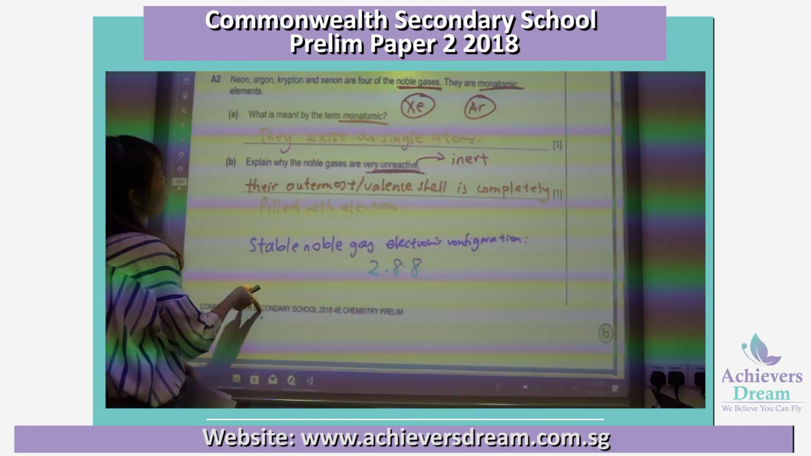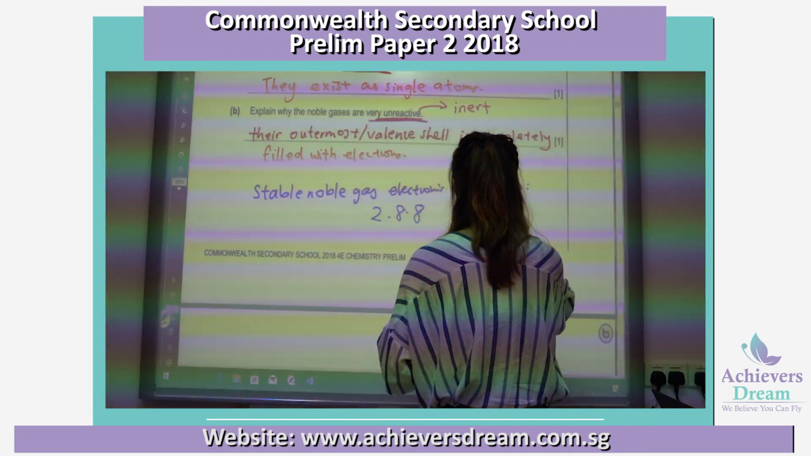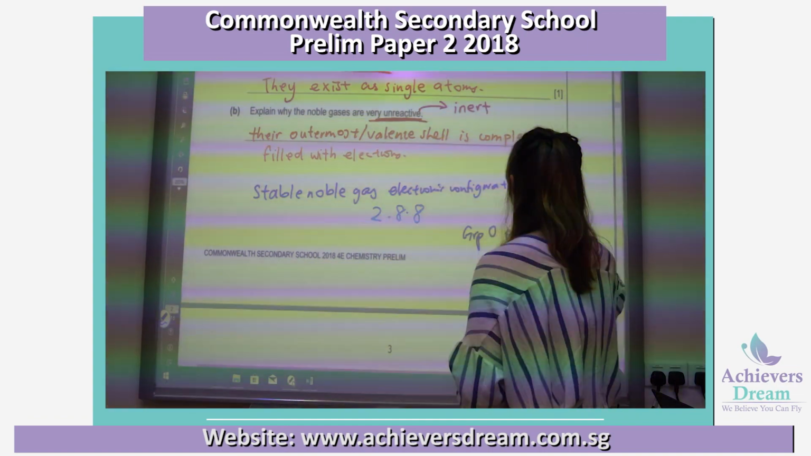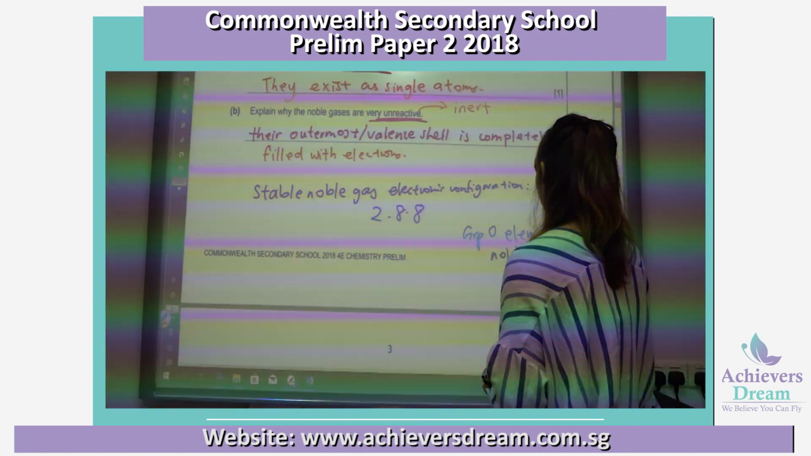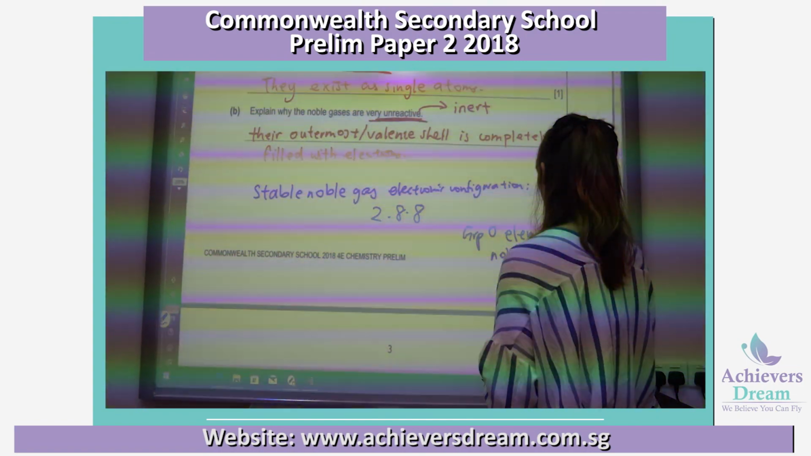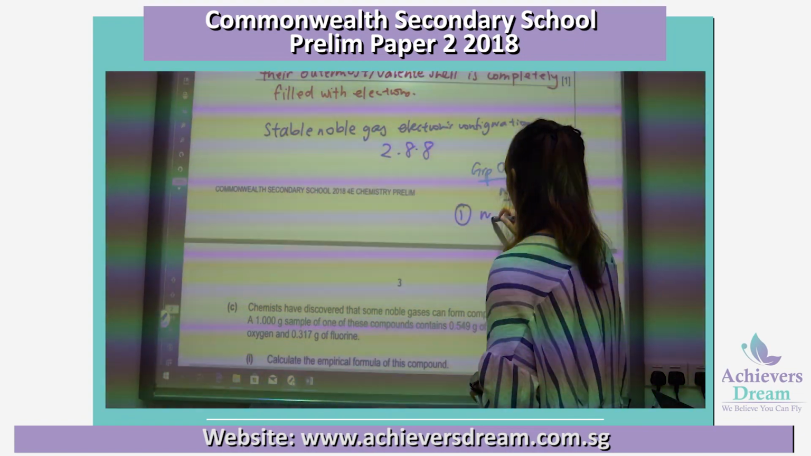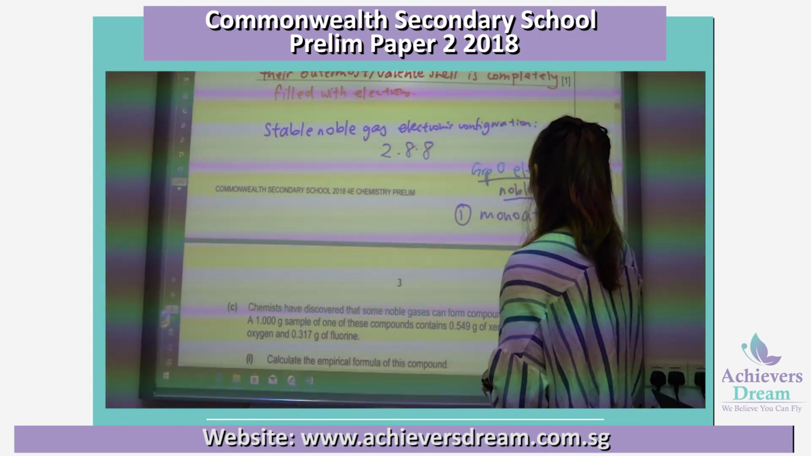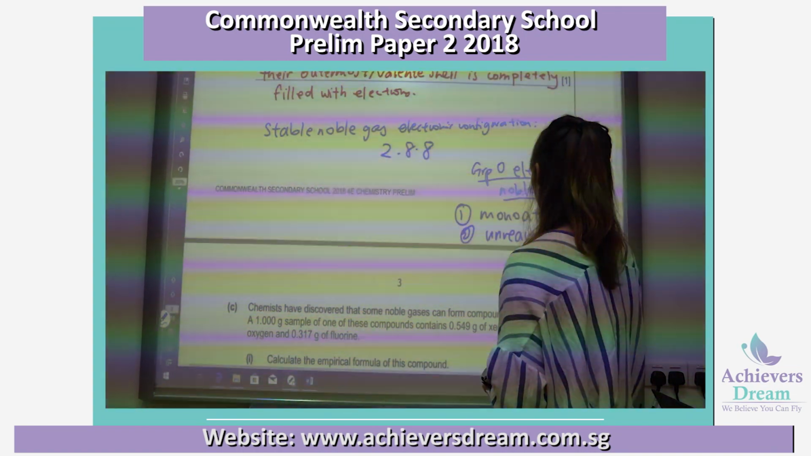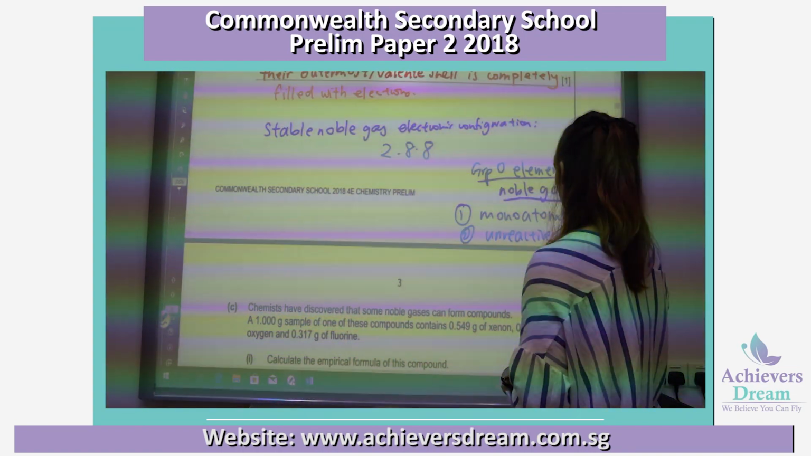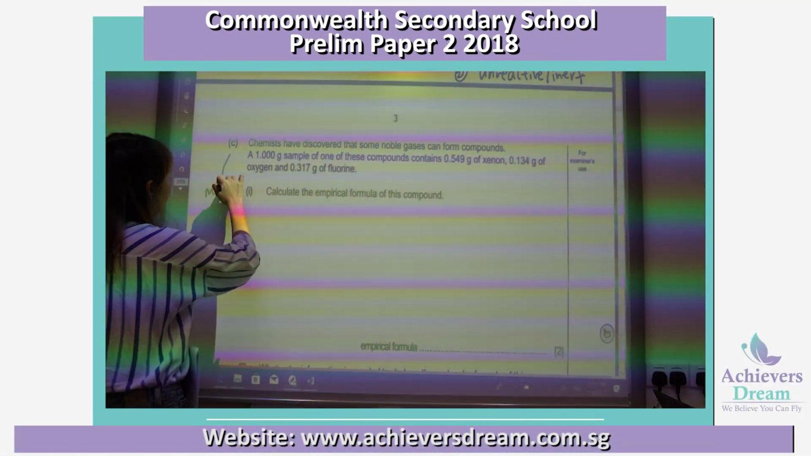From this question, you just need to know the properties of group 0 elements, your noble gases. First, they are monoatomic, and secondly, they are very unreactive or inert. Okay, for part C, this is a more concept question.